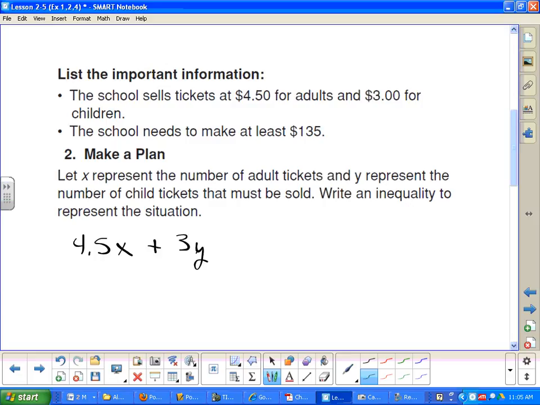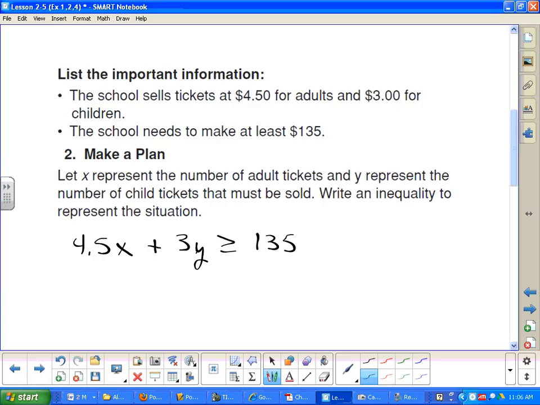So how do I represent at least with an inequality? Justin? Greater than or equal to. So that means I want this to be greater than or equal to 135. Because we've got how much money they make on the adult tickets, how much money they make on the children's tickets, and I want that to be at least $135.